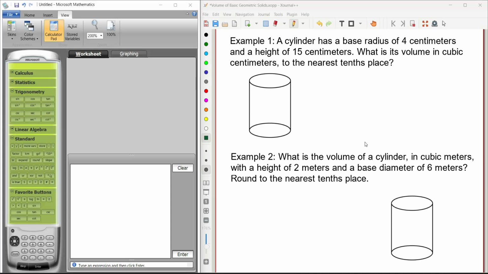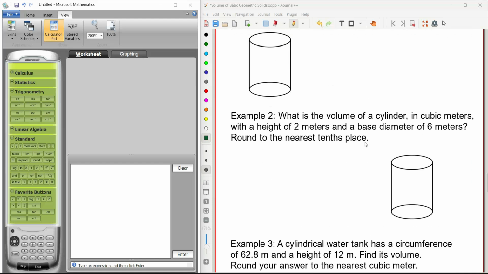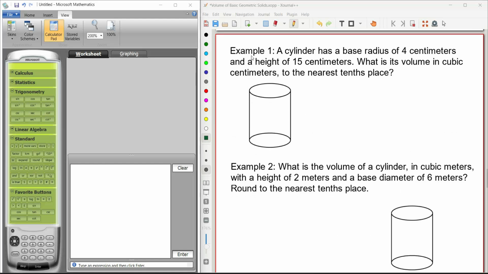Alright, so let's learn how to find the volume of a cylinder. I have three examples here for you. Let's answer the first one. A cylinder has a base radius of 4 centimeters and a height of 15 centimeters. So what's the volume in cubic centimeters to the nearest tenths place?